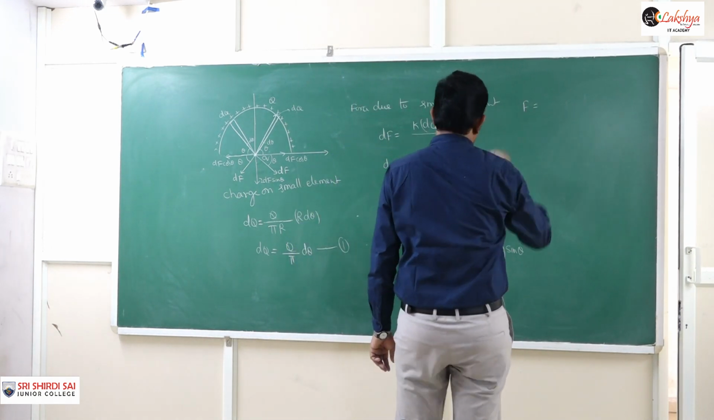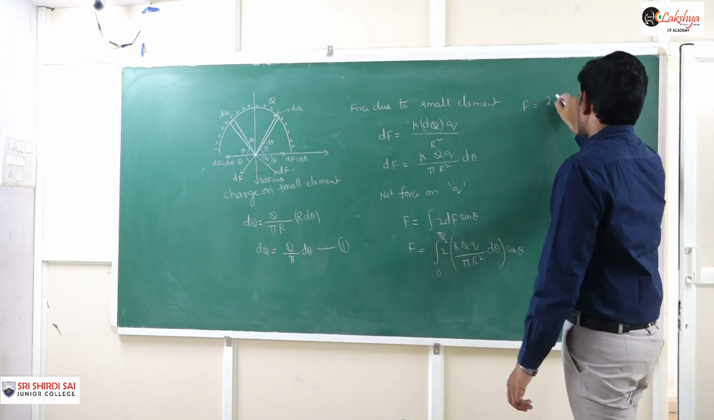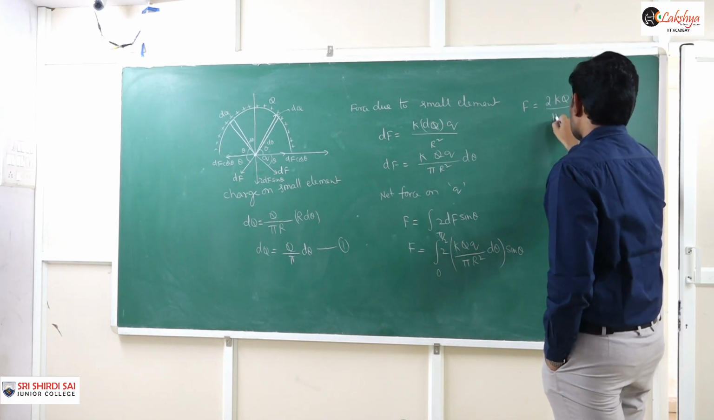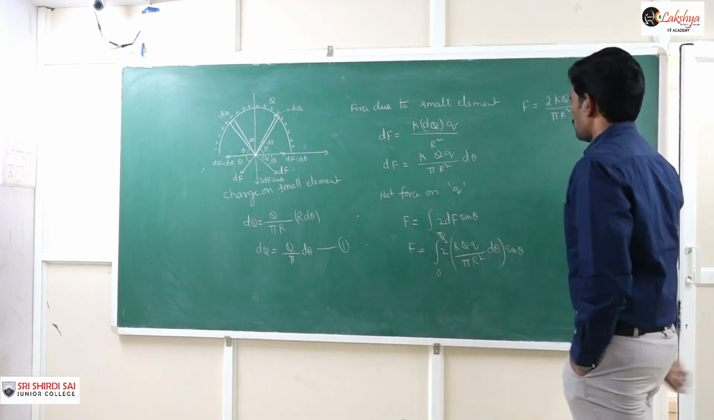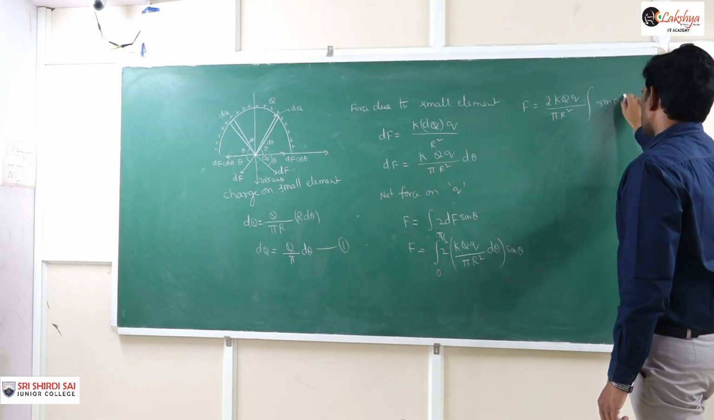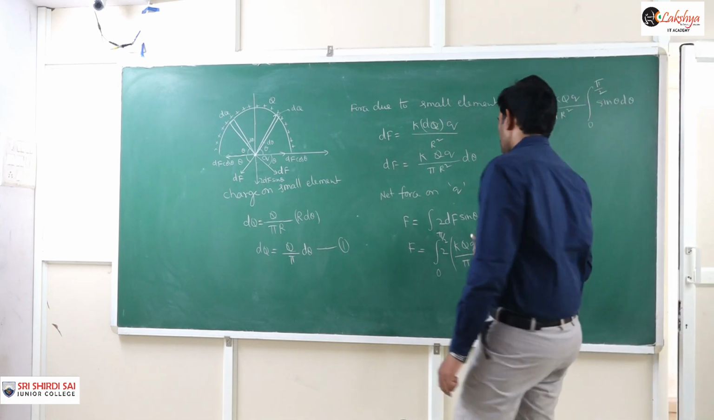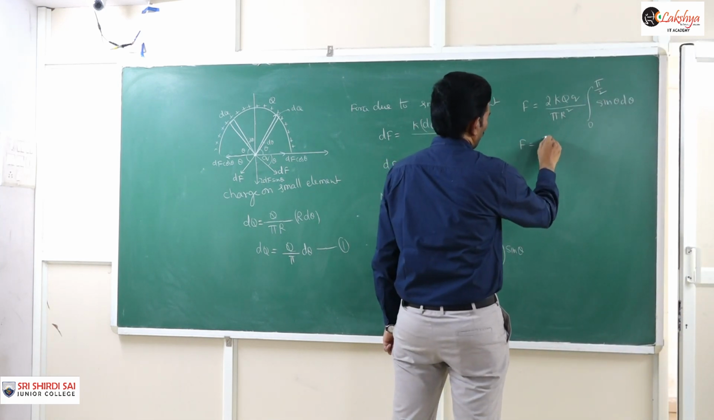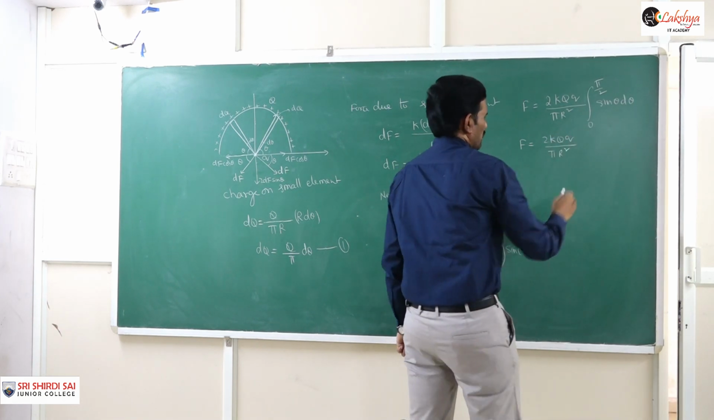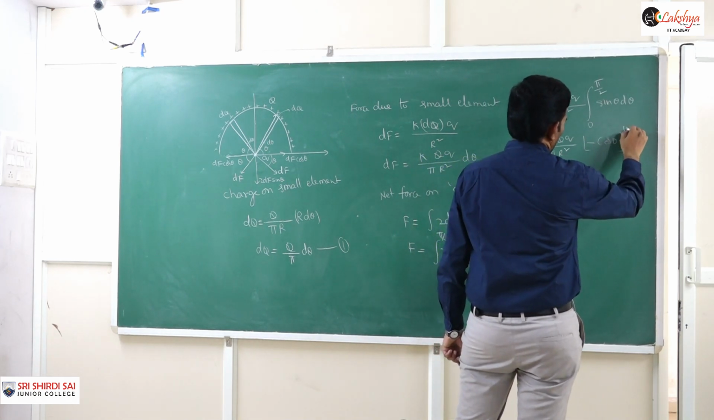And so now we can write this as F is equal to, constants I am writing outside, 2 k Q into small q by pi r square. This totally is a constant value, pi r square, into the integral of sin theta d theta. So only sin theta is a variable here, from 0 to pi by 2. So we can do the integration here. Therefore F is equal to 2 k Q q by pi r square, and the sin theta integration is minus cos theta, and the limits are from 0 to pi by 2.